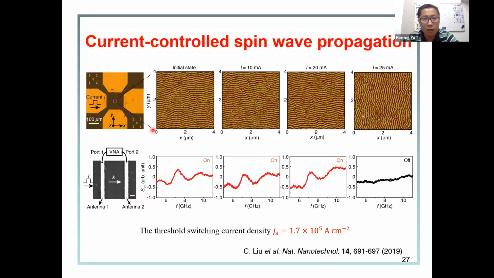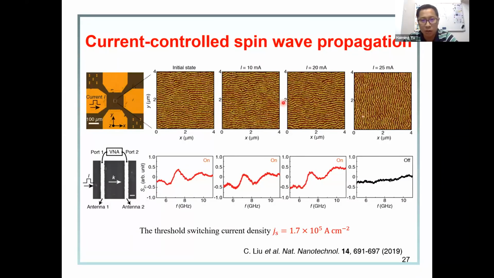And then we try to use current to control the spin wave propagation, because this is more flexible and also more easily integrated into a device. So here we make a Hall bar structure where we can apply a current pulse. Here we initialize the domain stripe structure by applying an in-plane magnetic field, say along the x direction, and we can see from the MFM that the domain stripes in general lie along the applied field direction. And then we apply electric current also in the x direction.